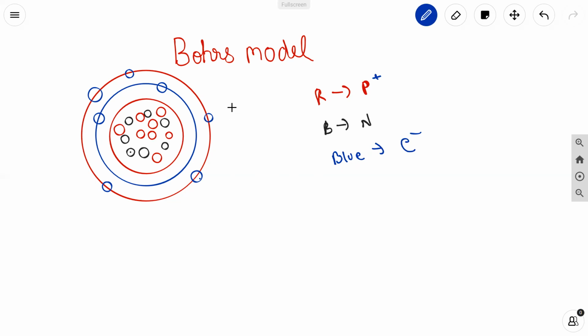One more thing: in the nucleus, you can see all protons are clustered together, but in electromagnetic theory, we learn that protons repel each other. So according to this theory, all these protons should fling away because they repel each other, and the nucleus should be very unstable. But the nucleus is not like this. The protons are not just flying away from each other. It's because of another force called the strong nuclear force.